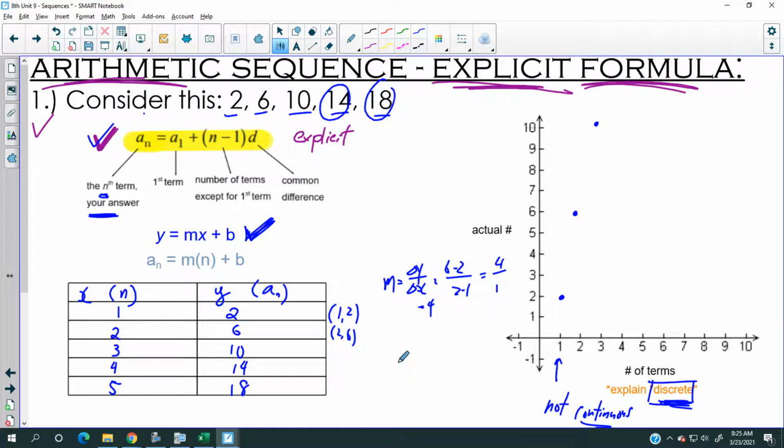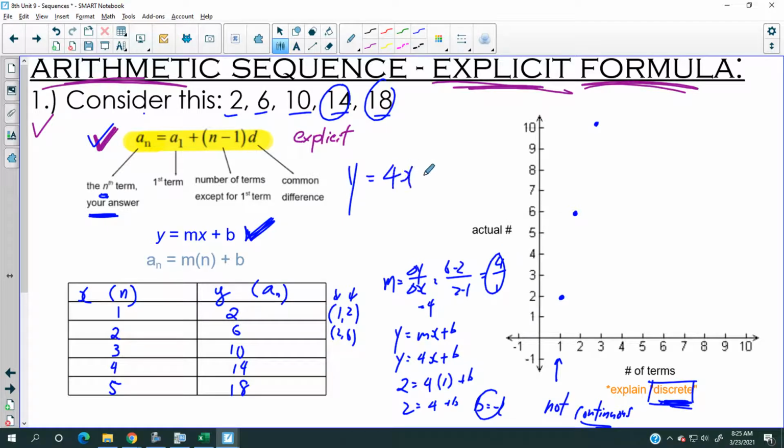Once we find the slope, we pick a point and plug it back in. Here, y equals mx plus b, so y is equal to 4x plus b. Let's use 2 for y: 2 is equal to 4 times 1 plus b. So 2 is equal to 4 plus b, so b is negative 2. So our equation in the old days would be y equals mx plus b, which is y equals 4x minus 2.